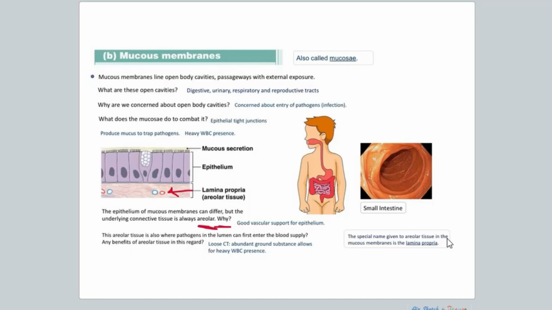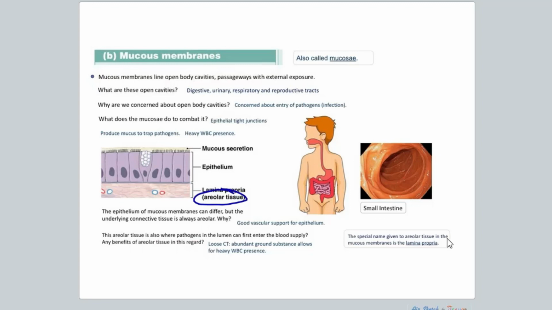Well, areolar tissue is a loose connective tissue, so it has a nice blood supply. And so that's going to provide good vascular support for the epithelium. This is a potential problem, though, having all these blood vessels down in the areolar tissue, because this is also where pathogens in the lumen can first enter the blood supply. So if you have a bacteria that makes its way through there somehow and gets into the connective tissue, that's a problem because it can enter the blood supply in this areolar tissue, and then it has access to all different parts of the body. But the areolar tissue is just not going to let that happen.